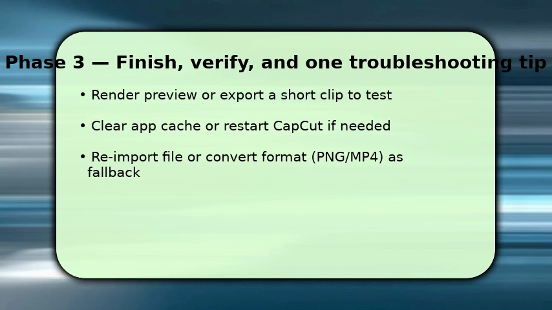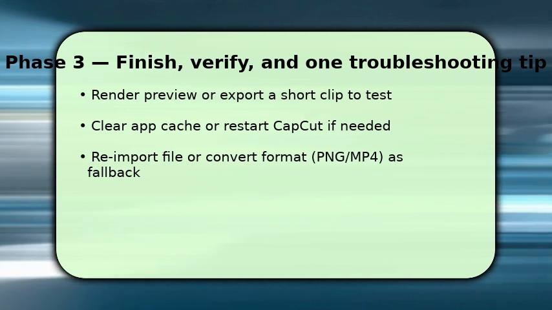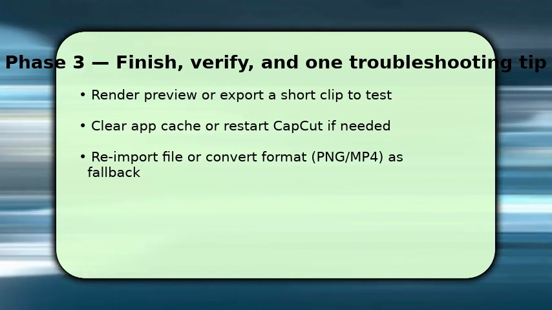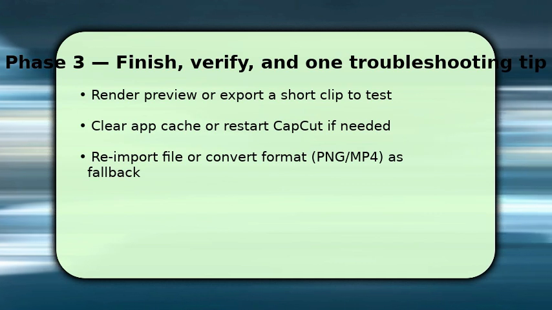If it's still missing, clear CapCut cache and restart the app because temporary glitches often block visual layers. Make sure to re-import the graph file or convert it to a different format, for example PNG for static graphs or MP4 for animations, then reapply. Tip: if problems persist, test the file in a new project. This isolates corrupt project settings.